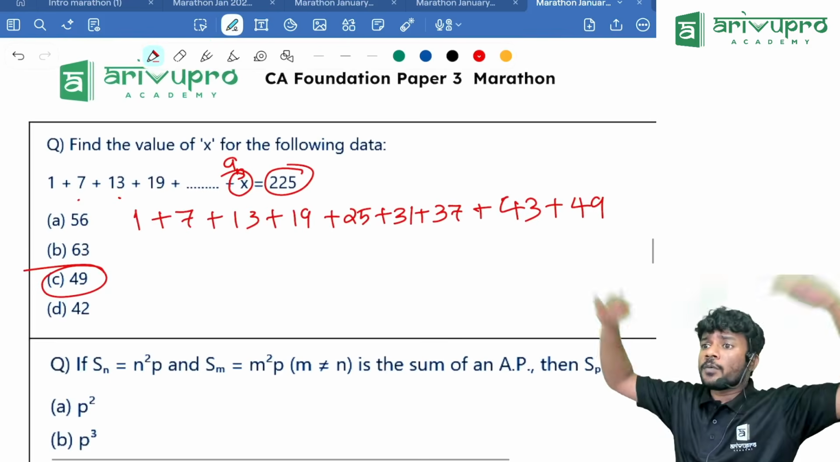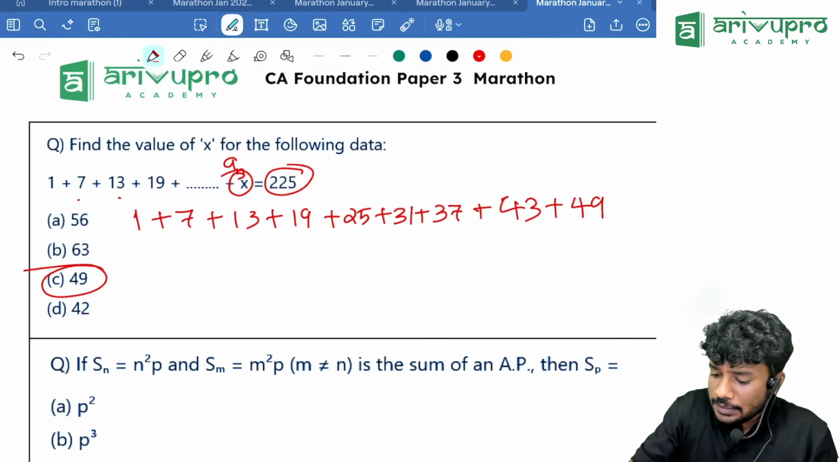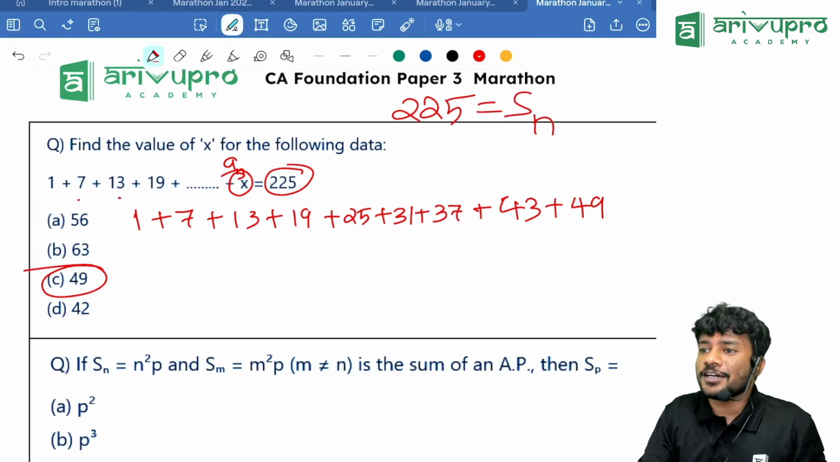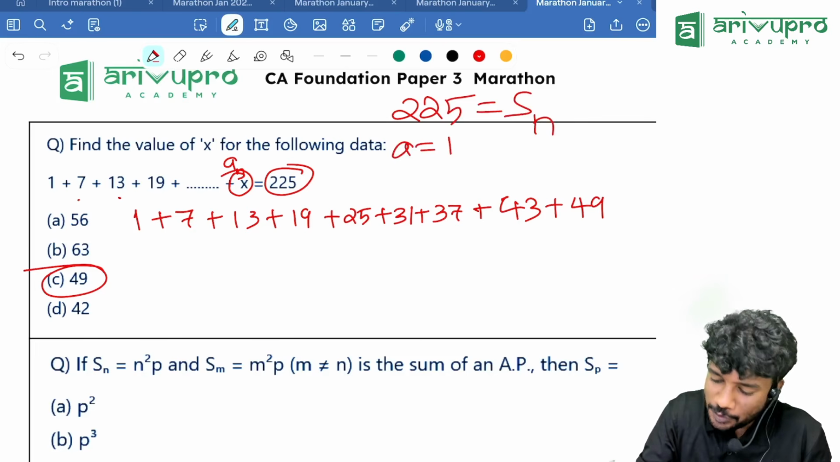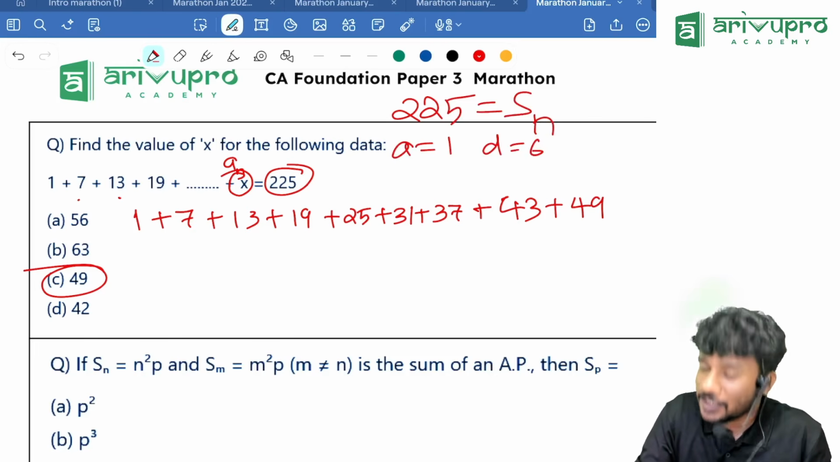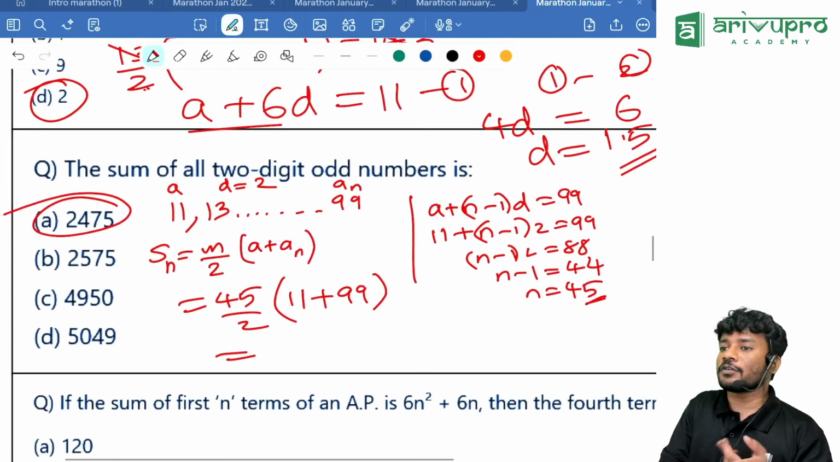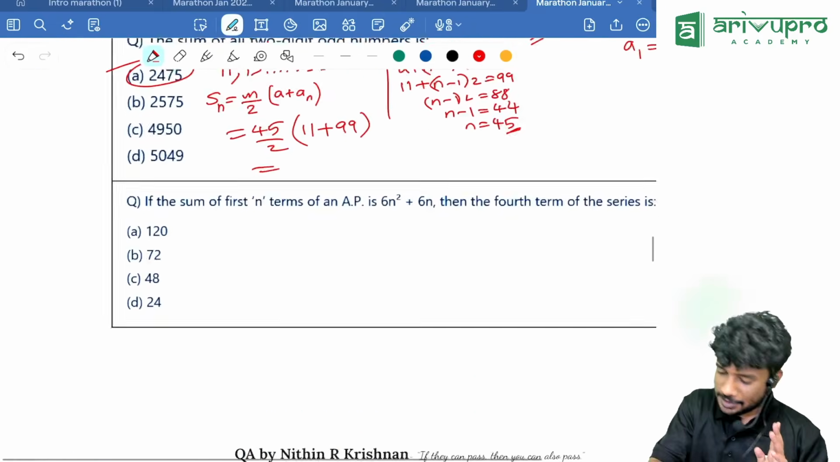If it is too big, what will we do? We will take 225 is equal to Sn. First term A is equal to 1. Common difference is how much? 6. Then we will do the same method whatever we had followed over here. Got the logic?